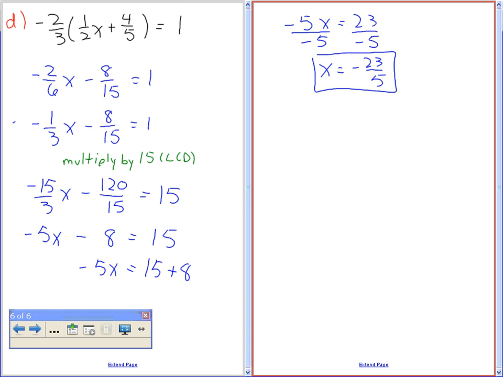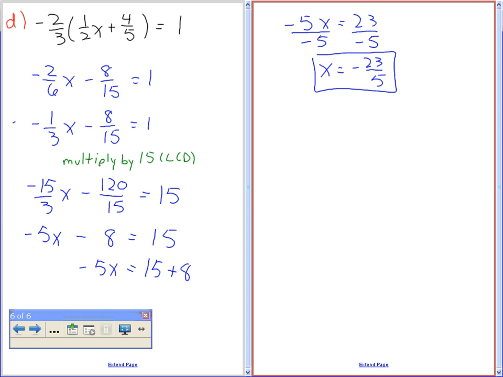Okay, so let's just talk through what happened one more time, and then hopefully all the questions will be answered. What I did first of all was I multiplied -2/3 by everything in there, and I got -2/6x minus 1/8 equals 1. Then Aiden said to me, Mr. Sadler, -2/6 is the same as -1/3, and I said, correct. Then John said the LCD is 15 for those two numbers, so we're going to multiply the numerators of everything by 15. So that changed to -15/3x minus 120/15 equals 15.